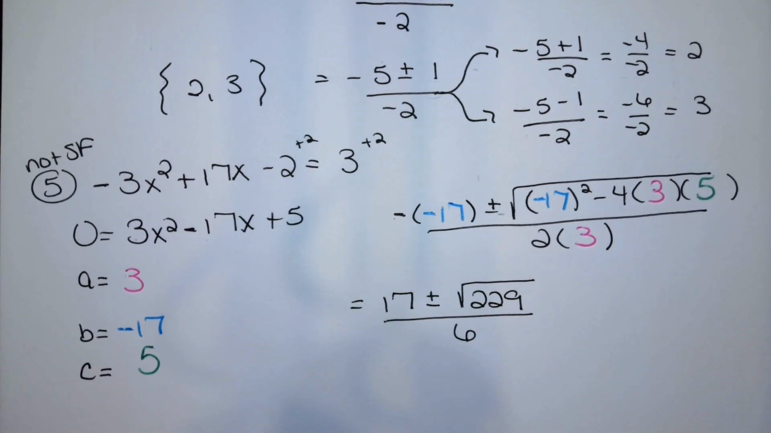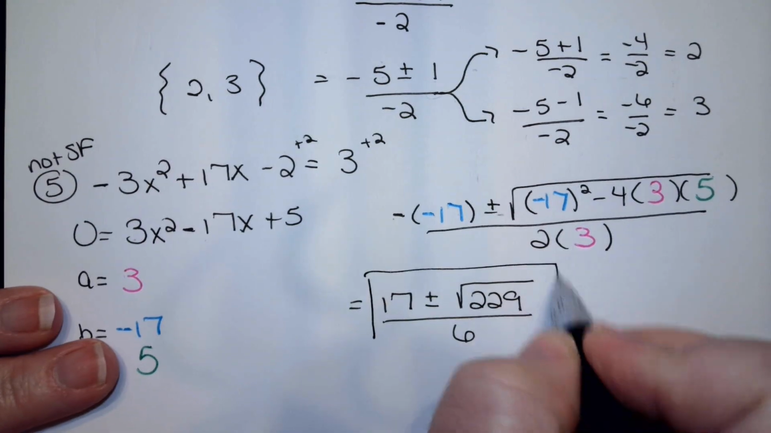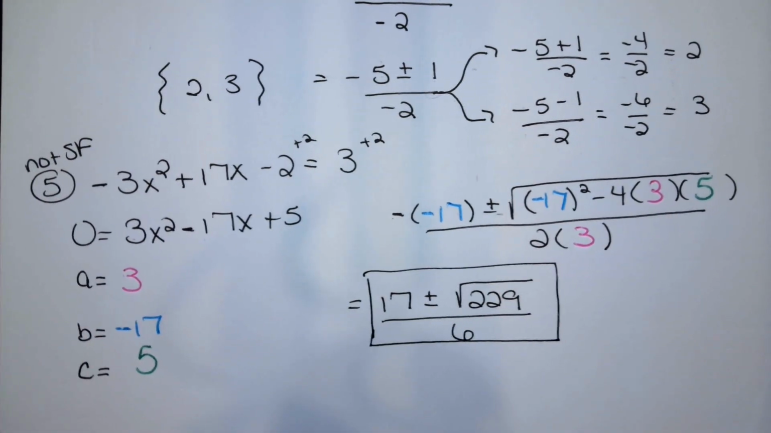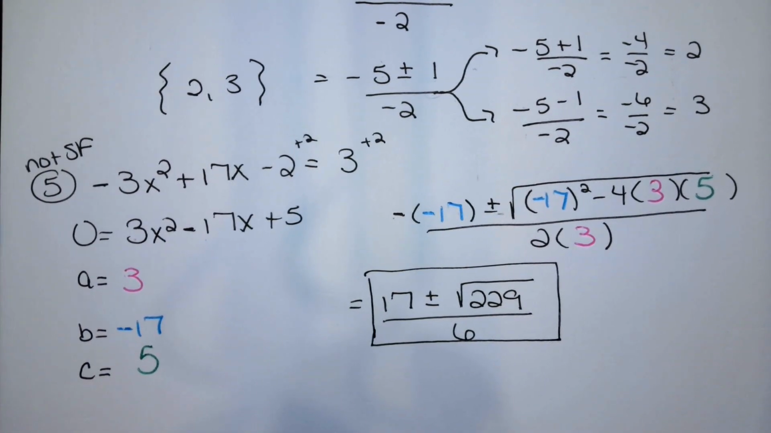229 is a prime number. Only thing that can go into it is 1. 2 can't go into it, 3, 4, 5, yada, yada, yada. Nothing can go into it. So since nothing can go into it, we can't simplify anymore. So this actually ends up being our final answer.